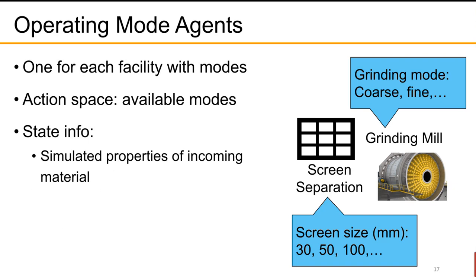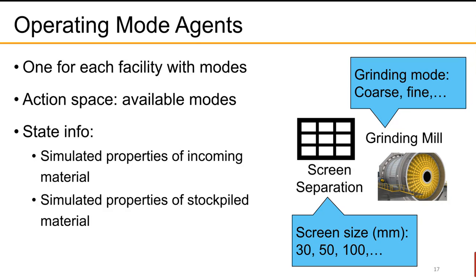The operating mode agents will be choosing from the different operating modes that are available for each processing facility. Each facility will actually have its own agents because each one will need to learn its own things related to that specific processing facility. So it's going to choose the modes that are available based on the simulated properties of the incoming material. So the material that's been scheduled for mining and then going to a certain destination. It's also going to be given the simulated properties of the stockpile material.